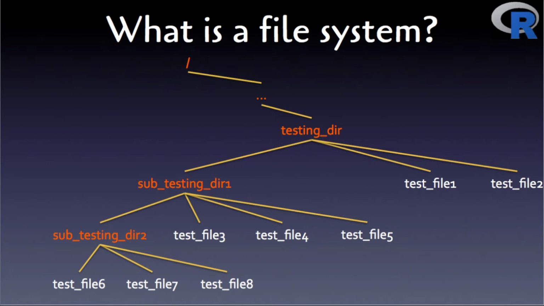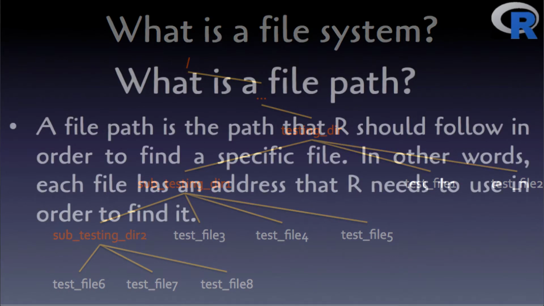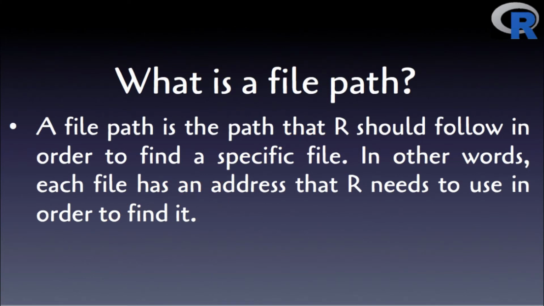A special place on the tree is its top node, also called the root folder, and it is always signified with a /. The second important concept that you need to understand is that of a file path. A file path is a description of a path that reaches a specific node or branch of the tree from any other place on the tree.